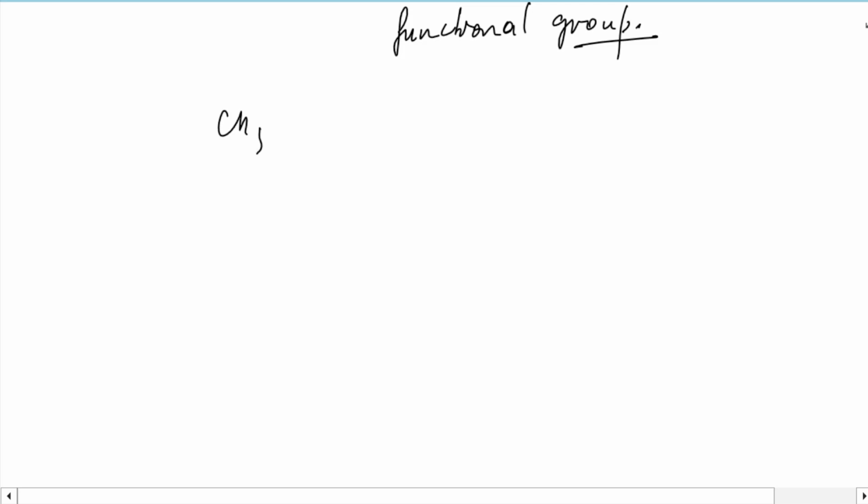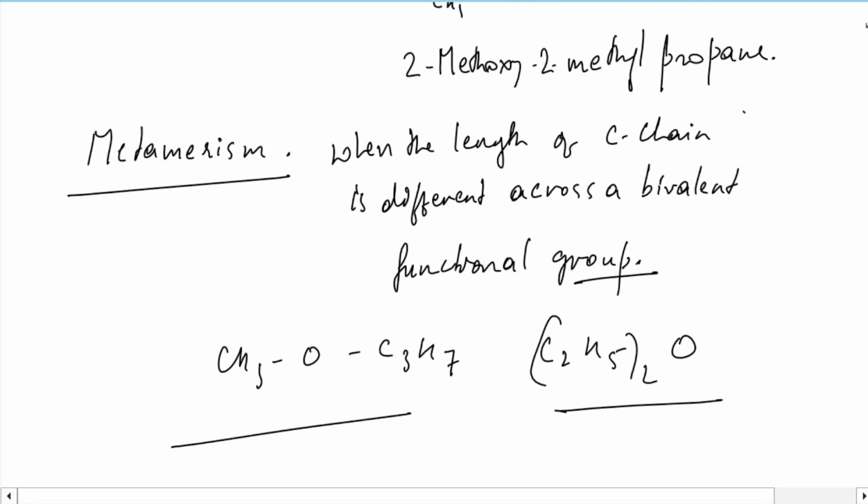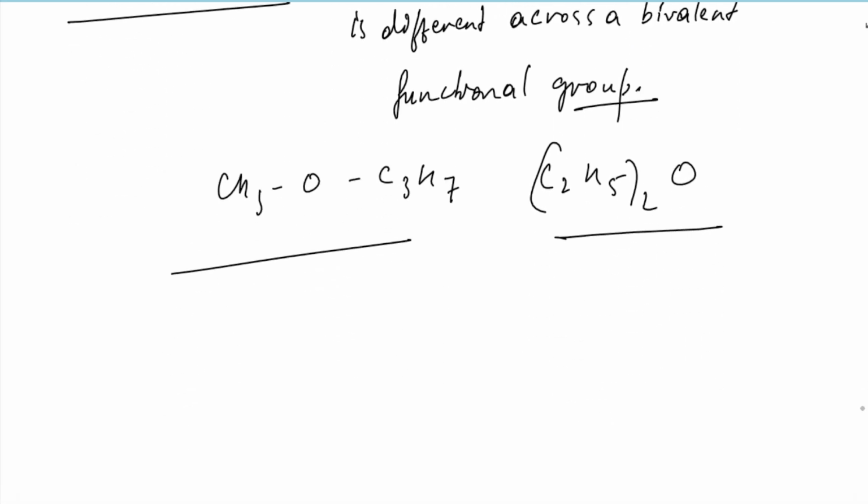For example, CH3OC3H7 or C2H5OC2H5. These both are metamers of each other. So that's about metamerism. It's one kind of isomerism which is shown by ethers, esters, and other bivalent functional groups.